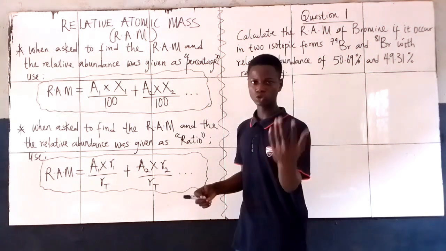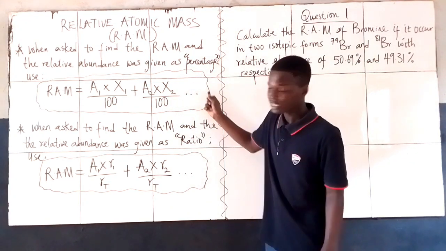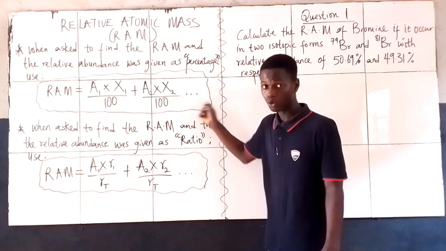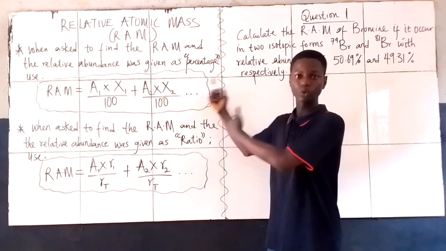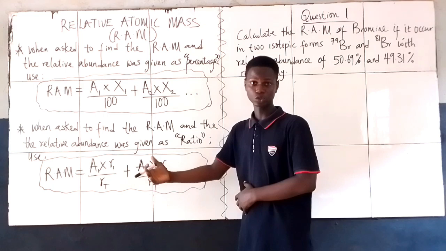Now if there were three isotopes given, you have to continue. Plus what? A3 times what? X3 over what? 100. If it's 4, it will continue that way. But in most cases it's usually 2 or 3 isotopes given.